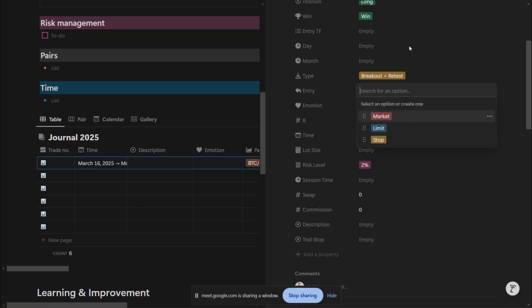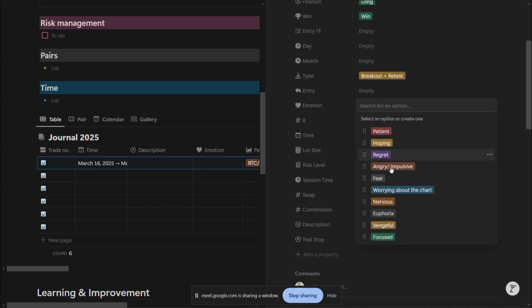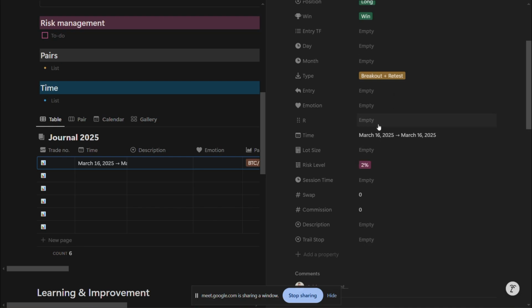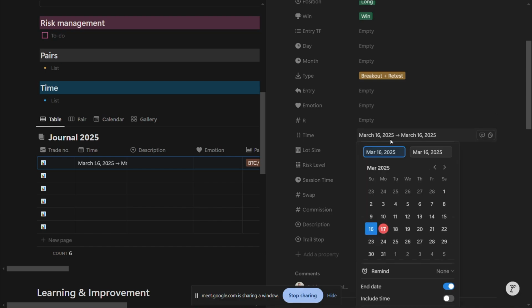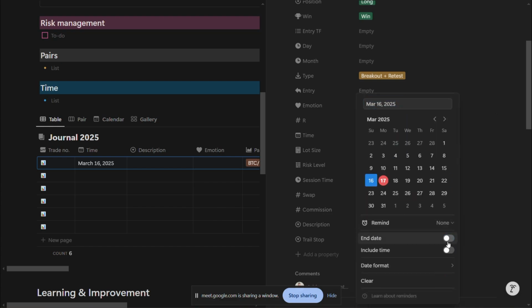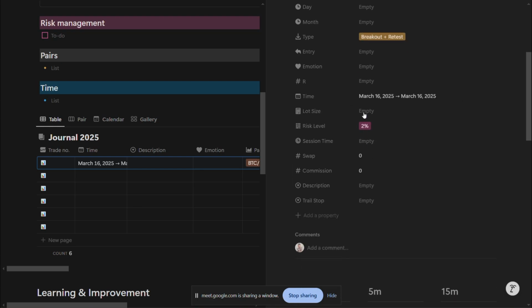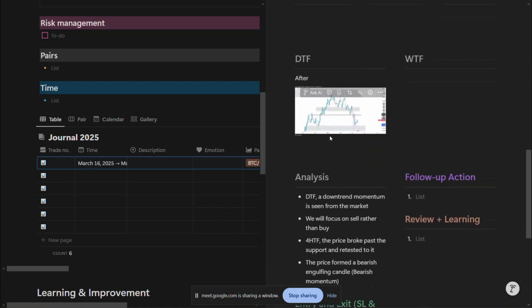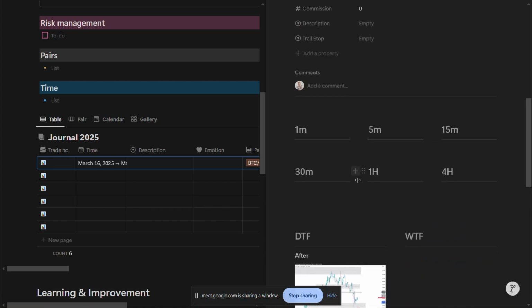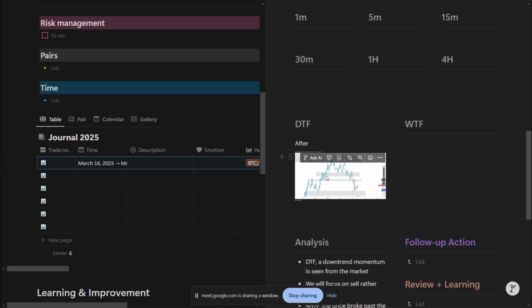Then the entry method: market, limit or stop. Emotion, and then the risk to reward ratio, and the time, start and exit. The end date you can add over here. And then your lot size, swap fee, commission fee. For this market, it is mostly zero. Description, filled, cancelled, missed. And then your trade stop.